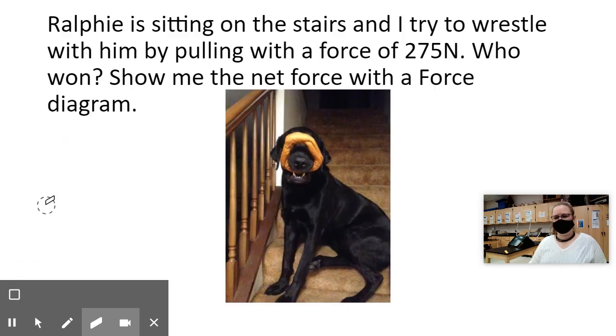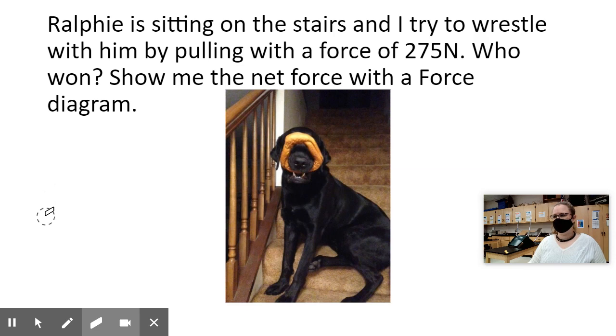Okay, we are back to Ralphie. He is sitting on the stairs, and I'm playing tug of war with him with that stupid Chewy. He is not moving. He's sitting there, and he's like right across from me. So his gravity and normal are going to be the same as what he was before, right? Because his weight didn't change. He's still Ralphie. So your gravity and normal are going to be the same.